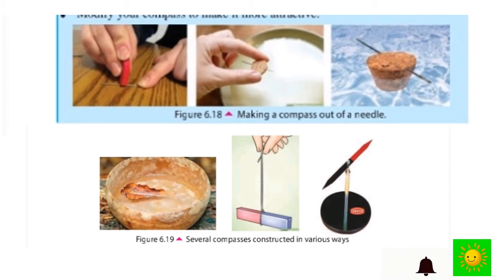In figure 6.9, you can see several compasses constructed in various ways. When the compass is kept near a magnet, the needle turns along the direction of the magnetic field. Therefore, the magnetic field of the magnet can be identified using the compass.